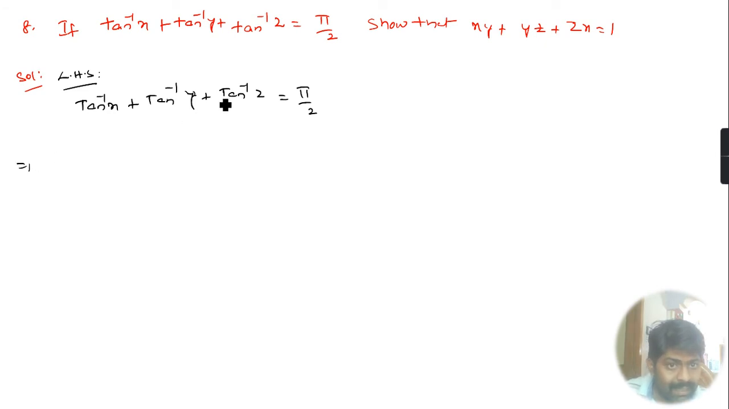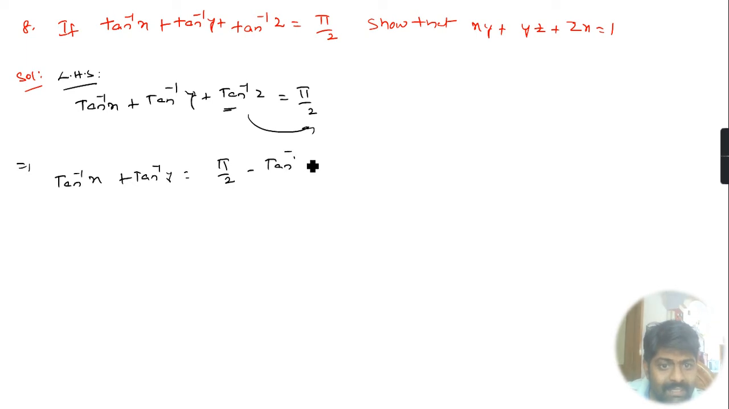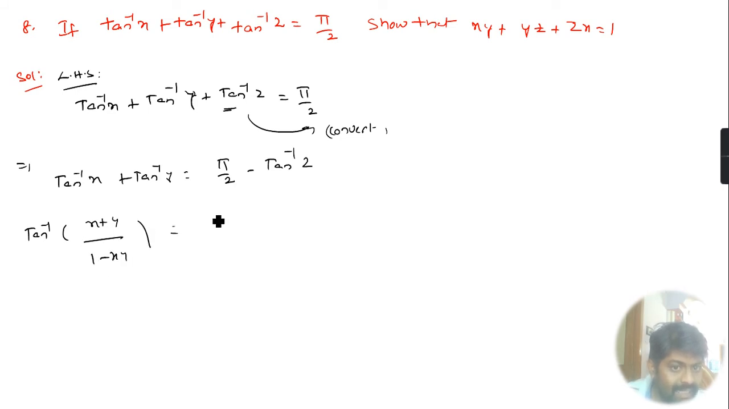Then, in the formula we have only two terms, that is tan inverse x plus tan inverse y. So this value is converted to the other side, that is tan inverse x plus tan inverse y is equal to pi by 2 minus tan inverse z. So we have the basic formula, tan inverse of (x plus y) by (1 minus xy), and this is equal to pi by 2 minus tan inverse z.